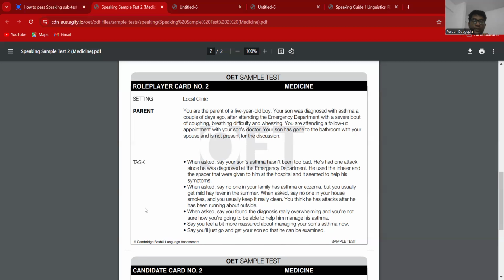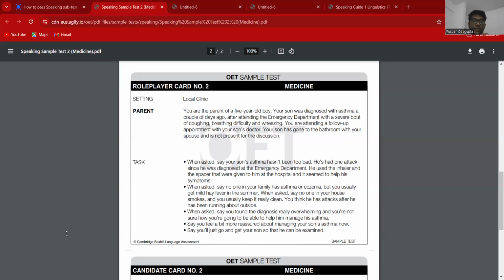So here the child is not present with the parent. This is a local clinic. Are you the mother or the father? I am the father of a 5-year-old boy who was diagnosed with asthma a couple of days ago after attending the emergency department with a severe bout of cough, breathing difficulty, and wheezing. This is a follow-up appointment. The child is not present for the discussion.